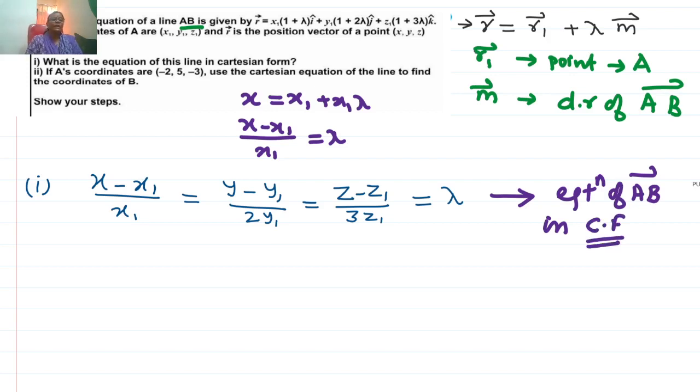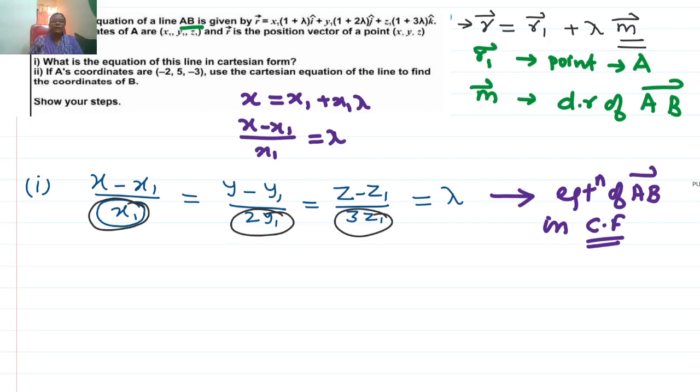Now the second part. A's coordinate is given, that is x1, y1, z1 is given to us. Now using the Cartesian equation of the line, find the coordinate. How do we find the coordinate? What do we have? As I said, the denominator part represents x1, 2y1, 3z1. They represent the direction ratio of AB.